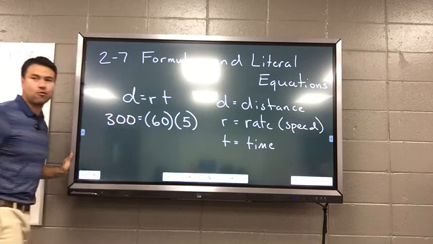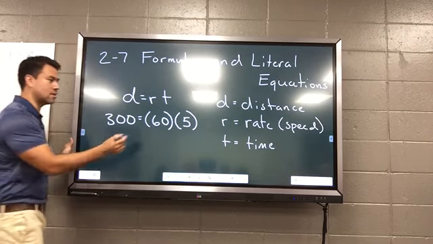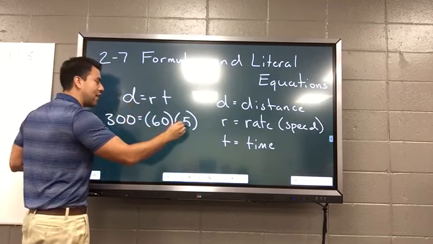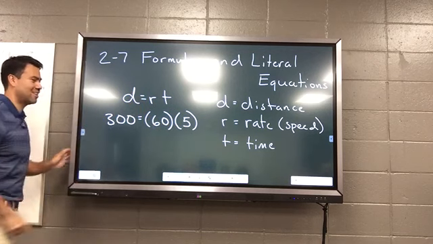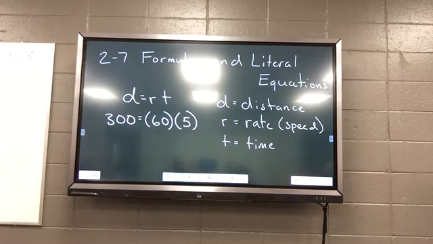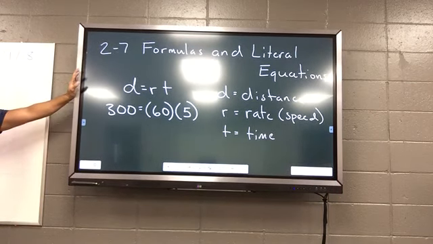300. You guys get how a formula works? You put in what you know, and then you get what you don't know right away. So I knew 60 miles per hour. I knew 5 hours. That gives me 300 miles. Guys, this is a good formula, but does it really work? Think about it. Does it really work?